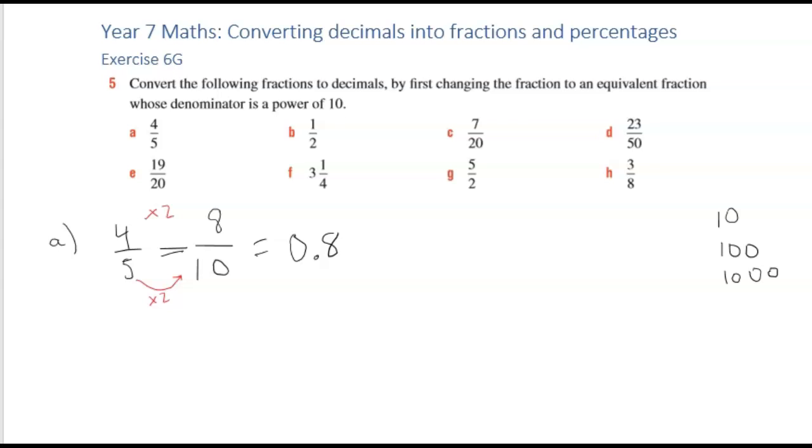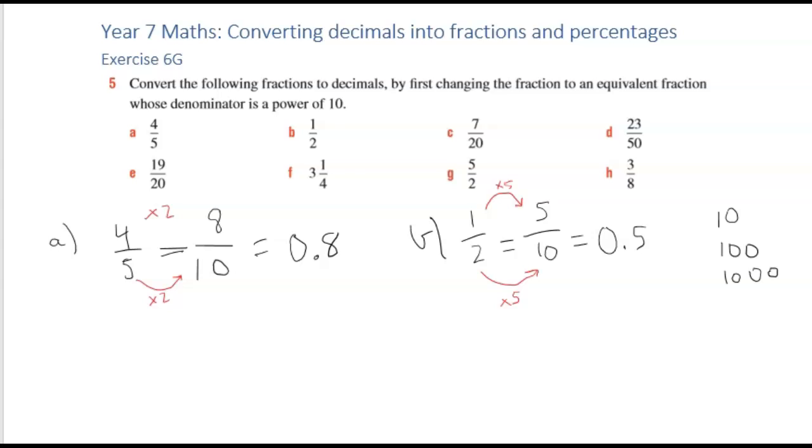Okay, let's do question B. Now, a half you probably already know is 0.5, but let's just do the working out. We're going to do it over 10. The reason is that if we did 100, you'd have zeros at the end, and we don't usually write decimals like that. So what do we multiply the 2 by to get to 10? We multiply it by 5. Whatever we do to the bottom, we do to the top, so my numerator is going to be 5. So I've got 5 tenths, so I'm going to write 5 in the tenths column.